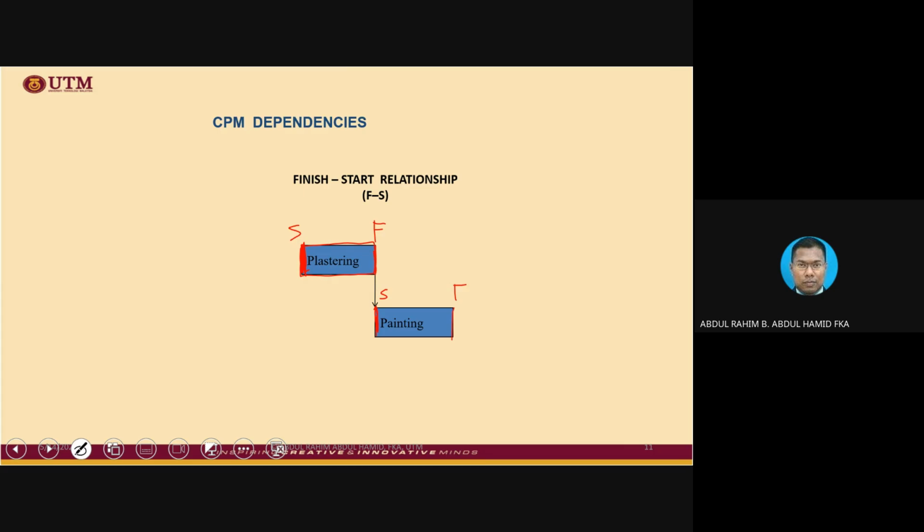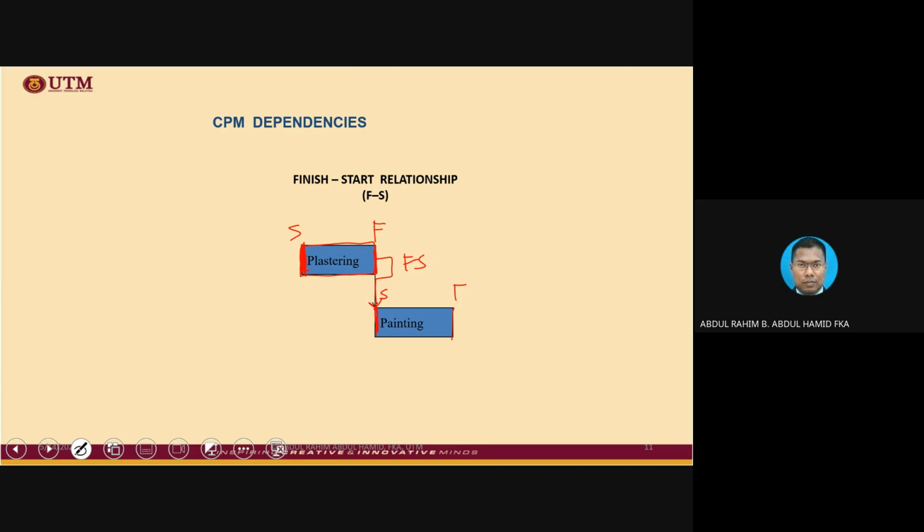And you notice that once we have an arrow connected from one side of the box to the other box, it is clearly indicated that the arrow is coming from the right-hand side, which means F for finish, and then connected into the subsequent box on the left-hand side. So this is what the finish to start relationship is all about. It is a very straightforward relationship, and most activities have this kind of typical relationship.